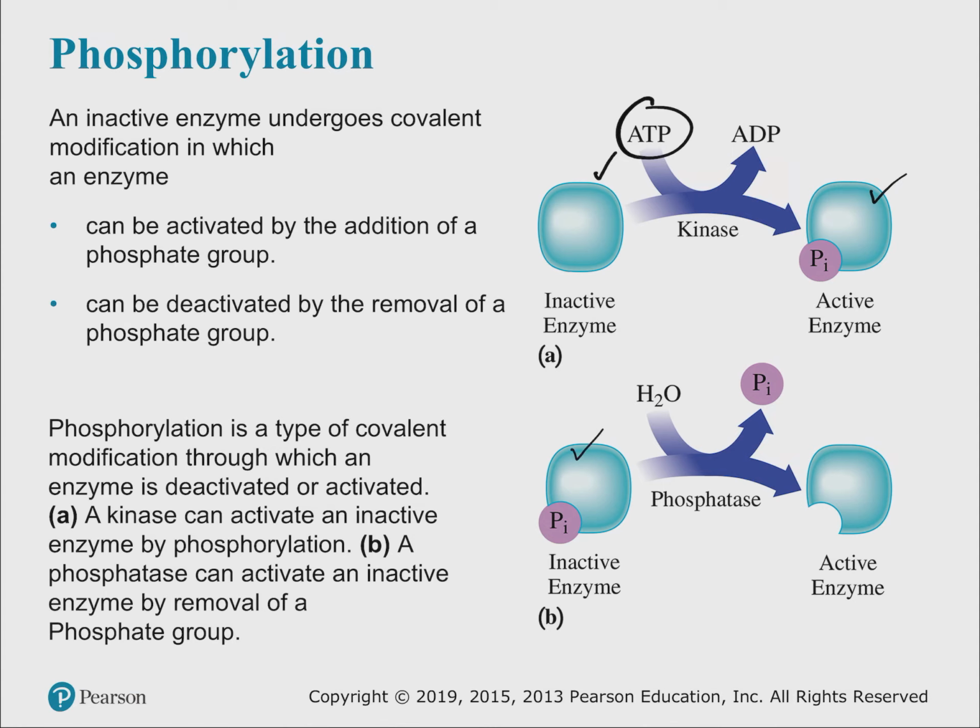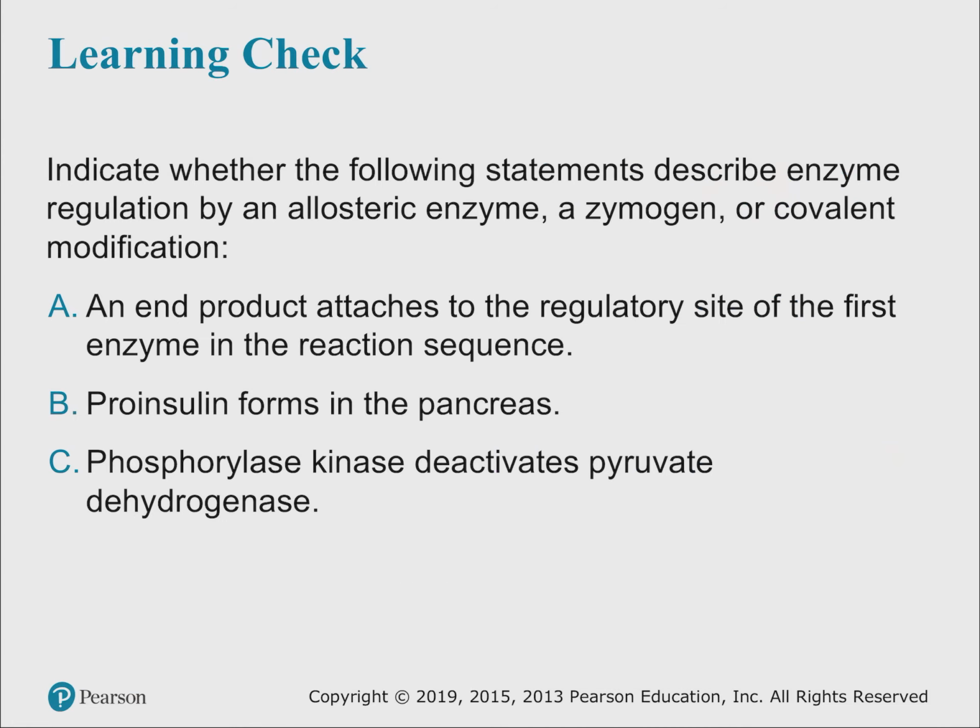This is an inactive enzyme that has a phosphate group. We come in here, phosphatase takes it off. Now it's an active enzyme. So phosphorylation is just another way of turning on or turning off the activity of these enzymes. All right, pause the video, give this a shot.